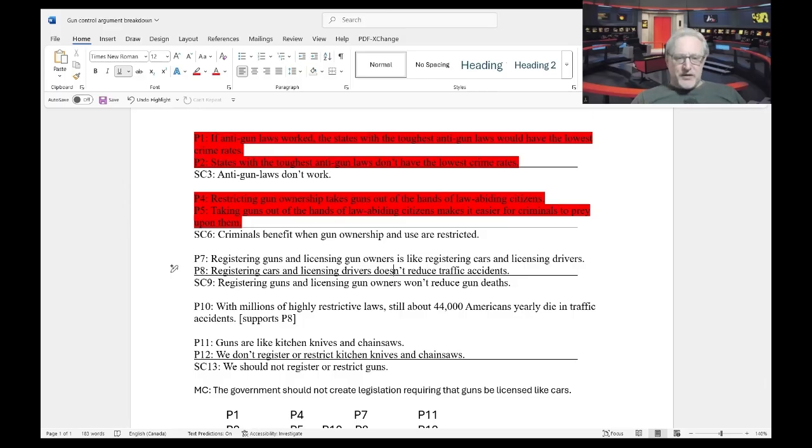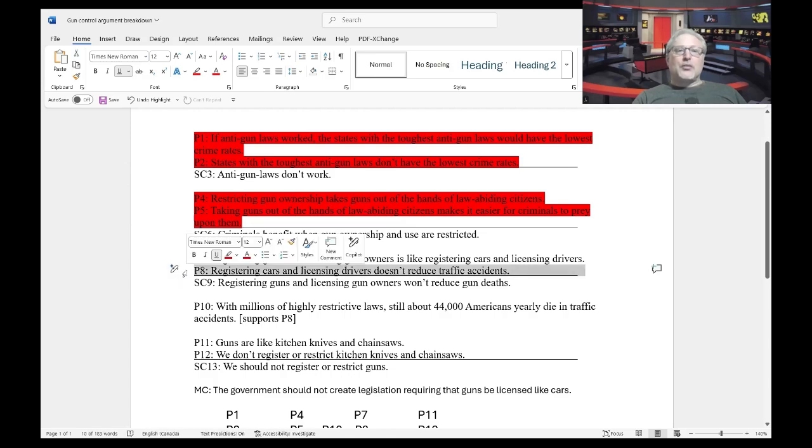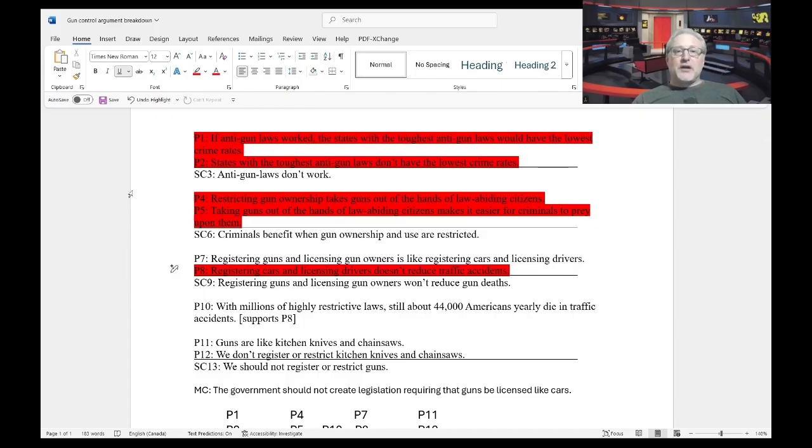Hey, wait a minute. Registering cars and licensing drivers does reduce traffic accidents. We already decided that it does. So this claim here, premise 8, is false. Well, if the claim being made about the one thing that's compared to the other thing is false, that is another way for an argument from analogy to fail. That's actually on the next slide, following the slide that I showed you.